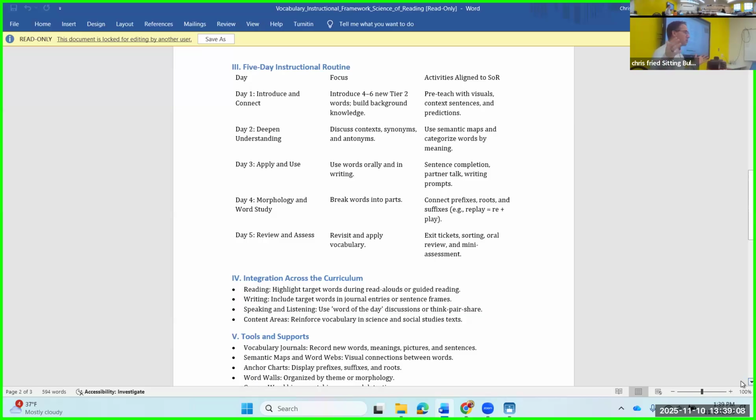If you have a 5-day school week, that's a great piece that you might use. If you have a 4-day school week, then maybe you shift those around to review and assess on Monday and also then introduce and connect new ones. Anyway, that's a way to put some things together with that. It also gives you the focus there and how you align that to the science of reading as well. Typically introducing 4 to 6 new tier 2 words when you start that 5-day instructional routine piece of that, making sure to build background knowledge on that.